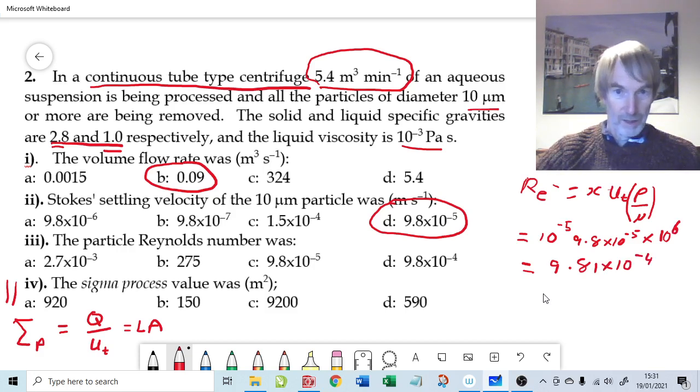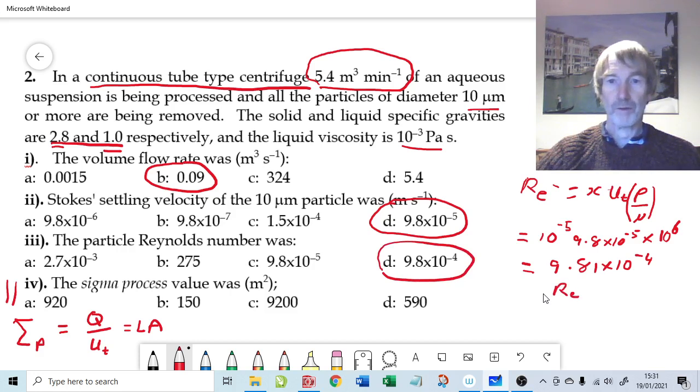which is answer D again, actually, 9.8 times 10 to the minus 4. Okay, so that's massively less than the requirement of the particle Reynolds number being less than 0.2. So we're easily in the laminar or streamline flow around the particle region, because there's very little turbulence in this system, because the particle Reynolds number is so low, well below that threshold of 0.2 for the validity of Stokes's law.